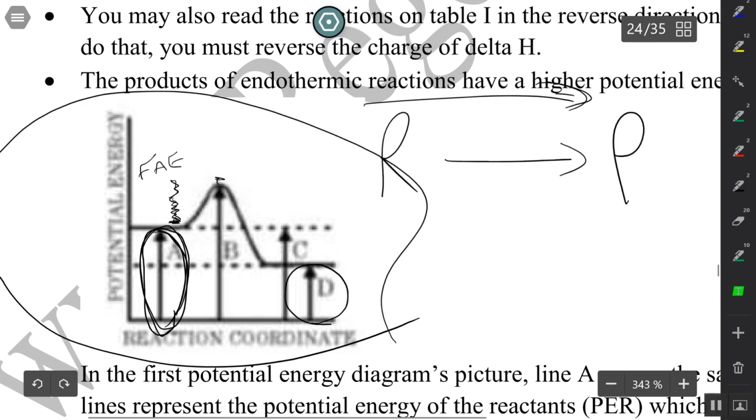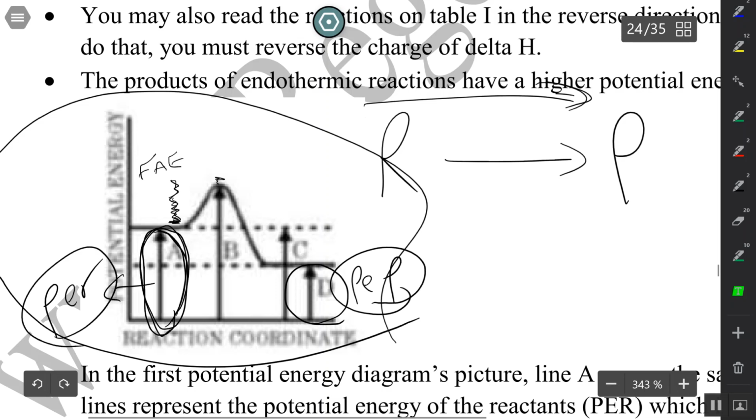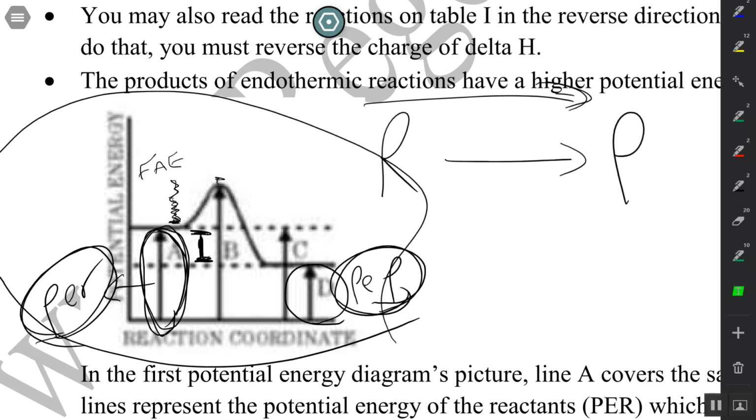Letter D represents the potential energy of the products. So here's your PEP, and this one would be your PER. So PEP minus PER will give you the heat of the reaction. And the heat of the reaction would be the distance between PEP and PER, which would be from here to here. Okay?